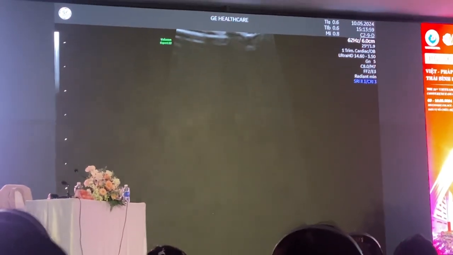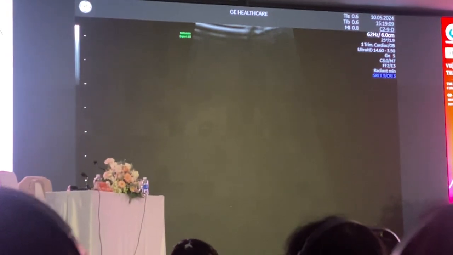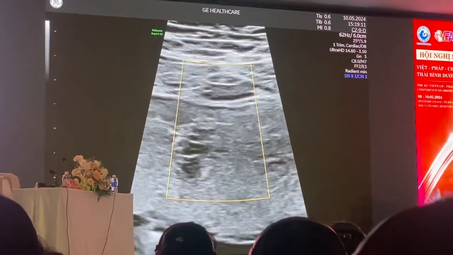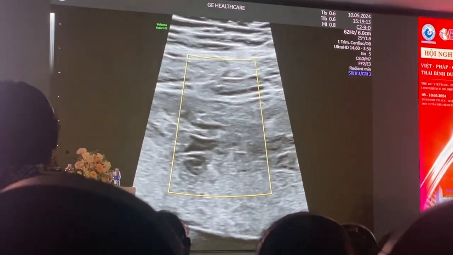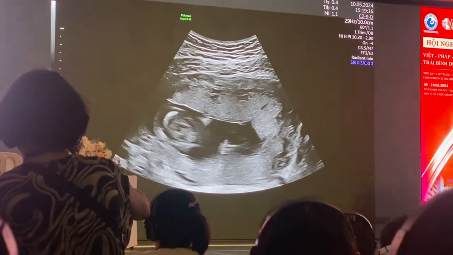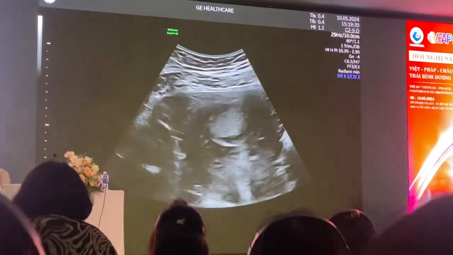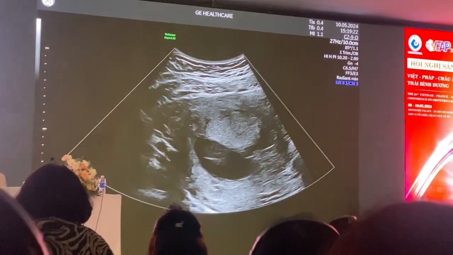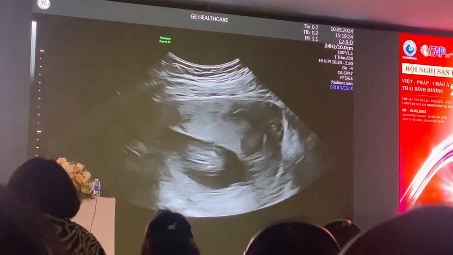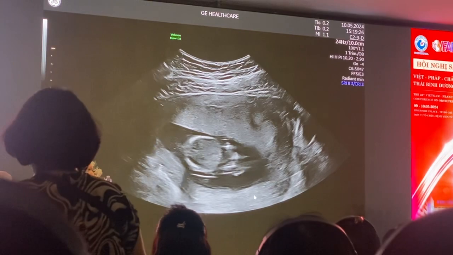I'm just going to place the probe. I select the C2-9 probe, and I select a first trimester setting. The first thing in selecting a first trimester setting is that I need to have my sector width at maximum, because I want to see to the sides when I'm doing my sweep.